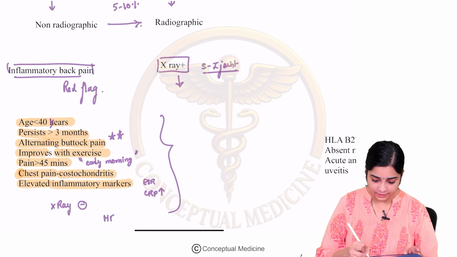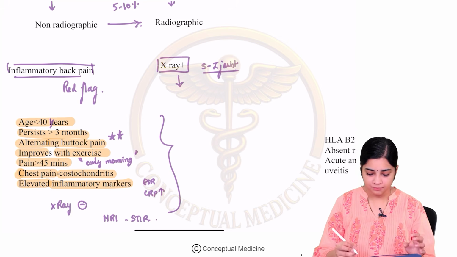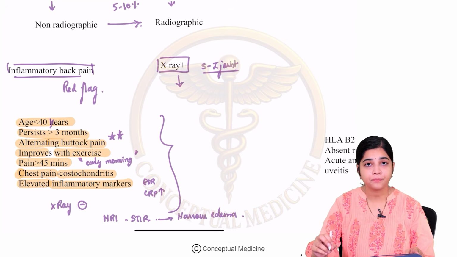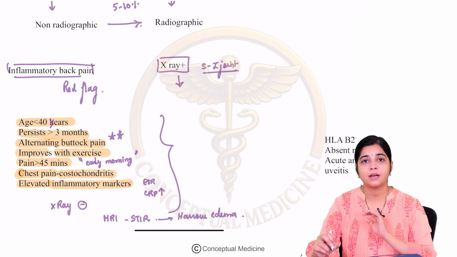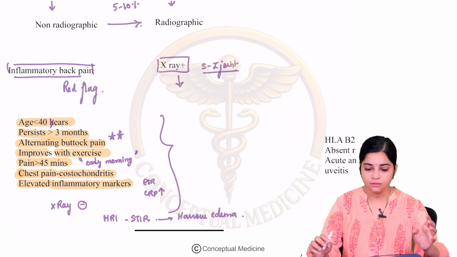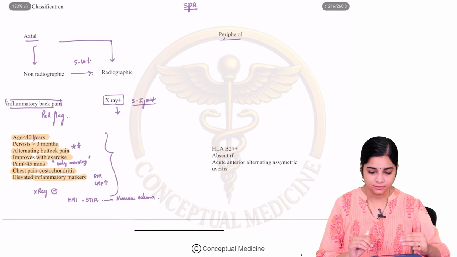So if you do an MRI with STIR sequences, that is a specific type of sequence to find evidence of marrow edema, in this you may find evidence of bone marrow edema. Okay. But if X-ray changes are present, then this is what we call the radiographic spondyloarthropathies. Clear? So that is about your axial spondyloarthropathies.